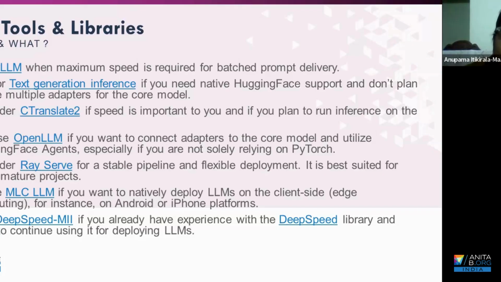And CTranslate2 is good when speed is important and we want to run inference on the CPU. Do remember that I can certainly run LLMs on the CPU too, especially when I just use a small language model. There are also small language models that we speak about, whether we speak about the large language models. I can use just CTranslate2, so that the cost is less and the accuracy is more. And OpenLLM, many of you may know, is a way to connect adapters to the core model. Again, the Hugging Face agents come into place here.